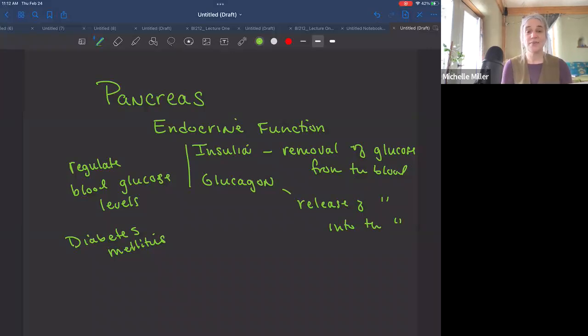So diabetes mellitus is, we'll talk about this in another lecture, but it is a homeostatic imbalance that causes disease and can lead to a whole slew of other problems with many, many systems in the body. Okay. We also have the exocrine function.